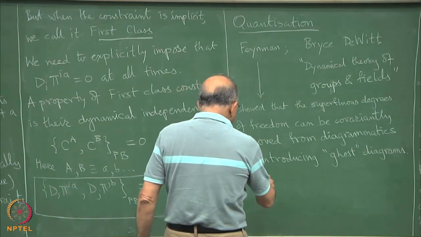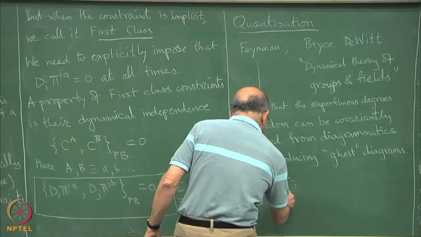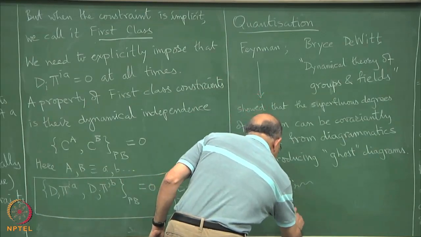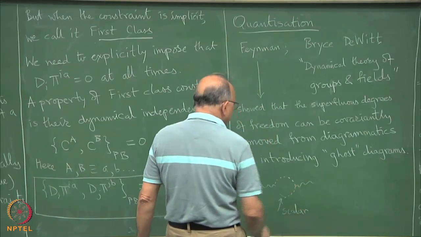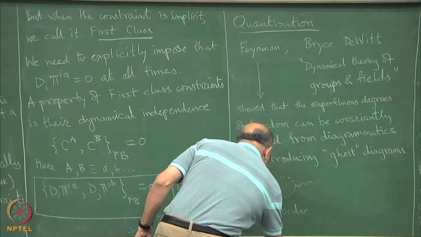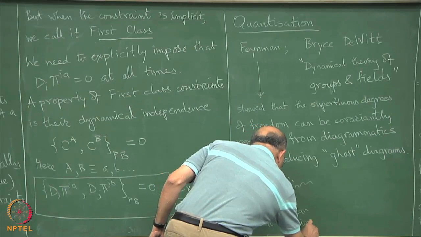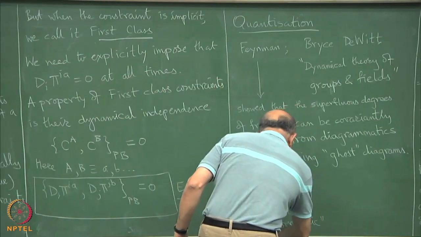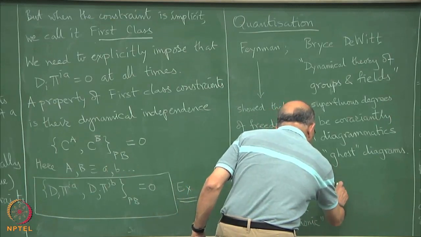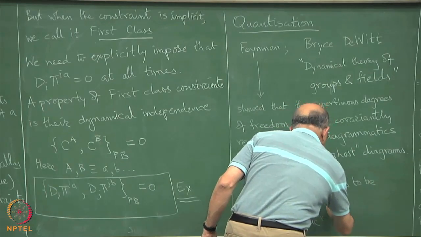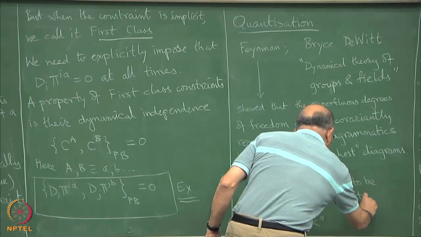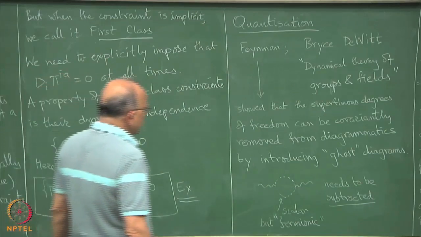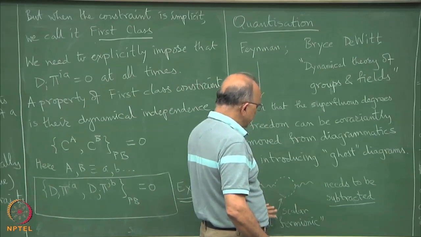The ghost diagram is one that has a scalar loop. It could have anything outside, but it has a scalar. But the diagram has an overall minus sign, so it has to be subtracted. So if you draw the diagram, you don't get any minus sign, but you say that diagrams like this have to be subtracted.